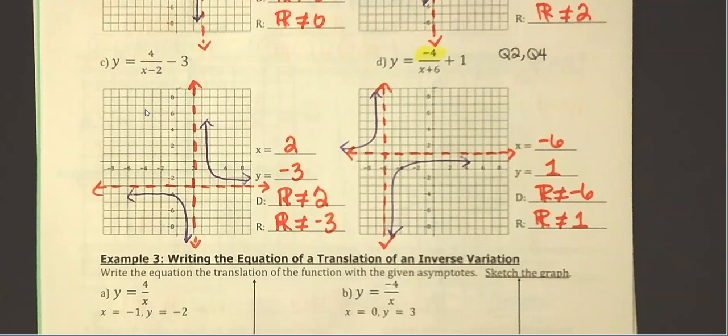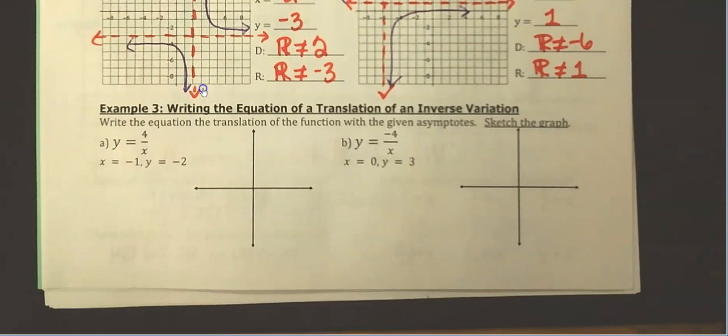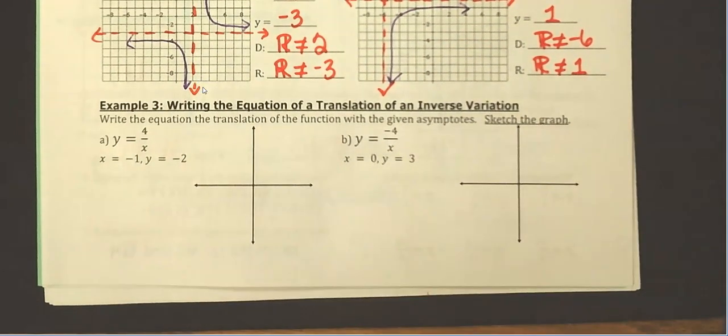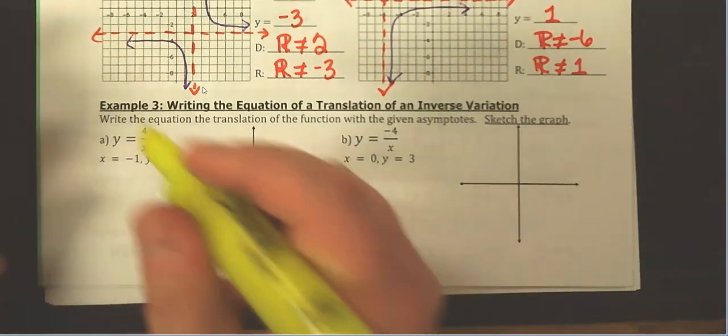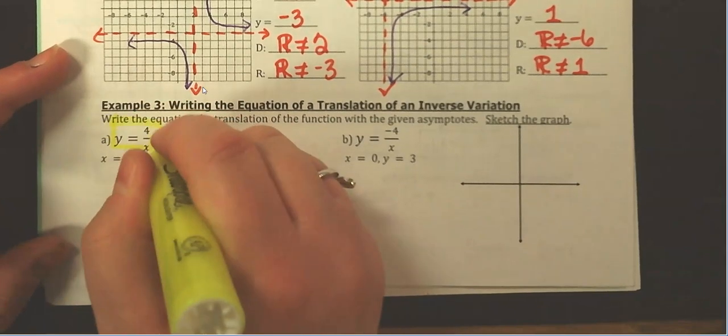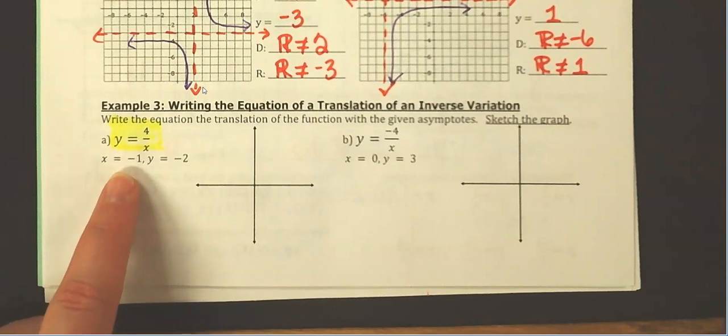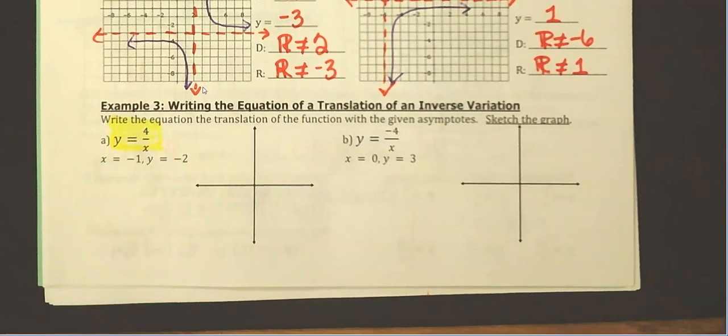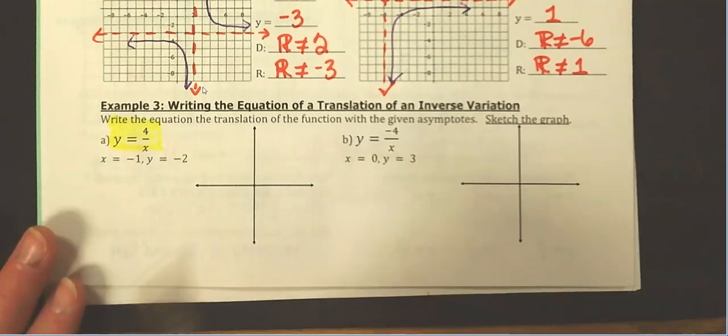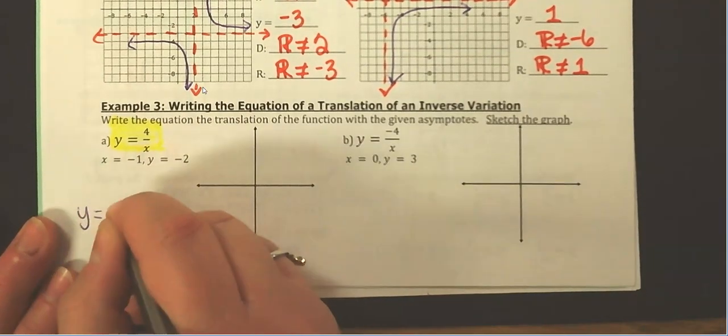Okay, is anybody having a question? All right, now on the bottom here, I'm going to ask you to see if you can write an equation for me. So I'm going to use, for this first example, y equals 4 over x. If I tell you I'm going to shift this graph so it has asymptotes at x equals negative 1 and y equals negative 2, how could I write an equation?